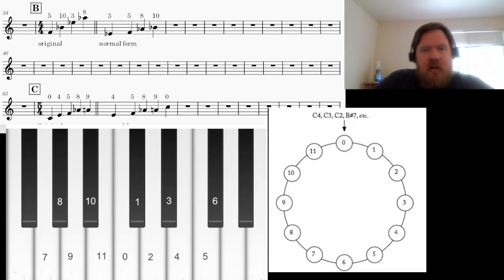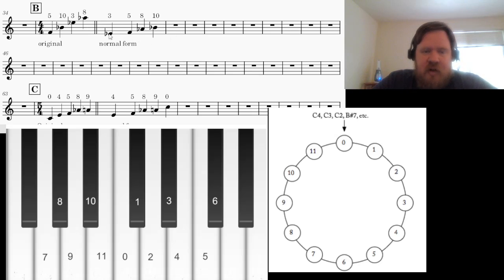Okay, let's have a look at the next one, which is letter B right here. On the other video where we did normal form, we started with a series of perfect fourths on top of each other, and we got it down to 3, 5, 8, 10. This is the normal form. This is the most compact form of those three pitches. Okay, so now let's try to find the inversion.